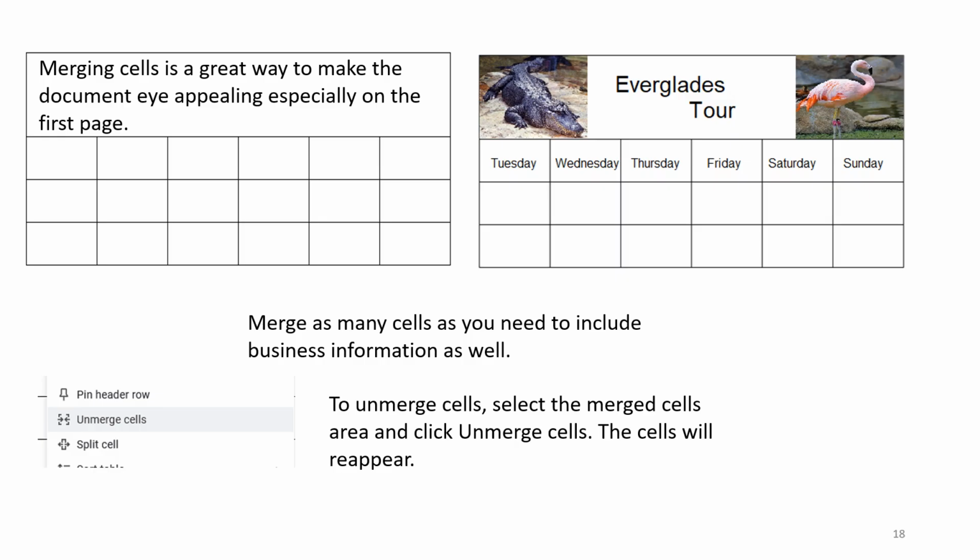Merging cells is a great way to make the document eye-appealing, especially on the first page. Merge as many cells as you need to include business information as well. To unmerge cells, select the merged cells area and click Unmerge Cells. The cells will reappear.